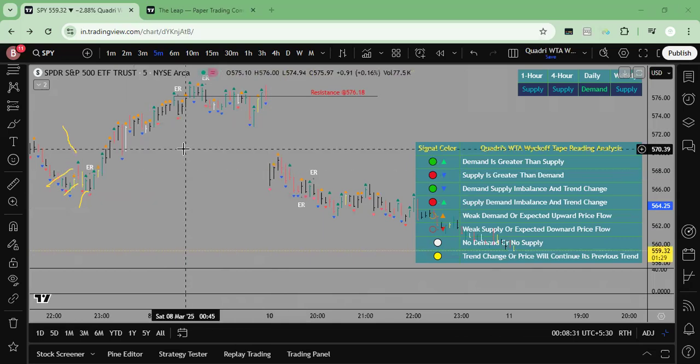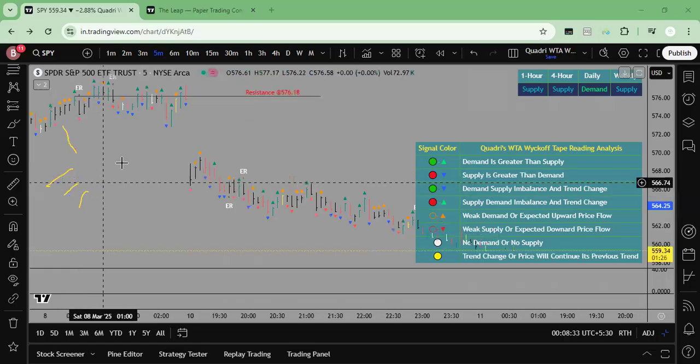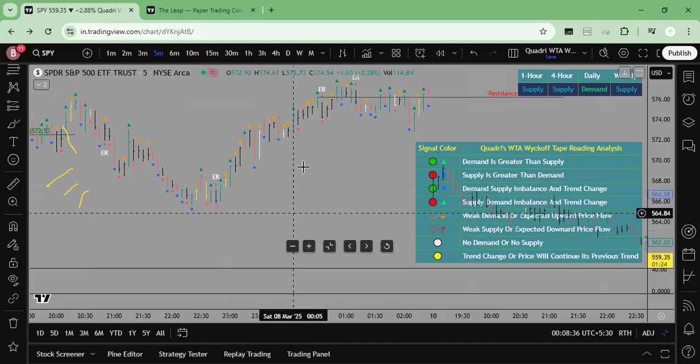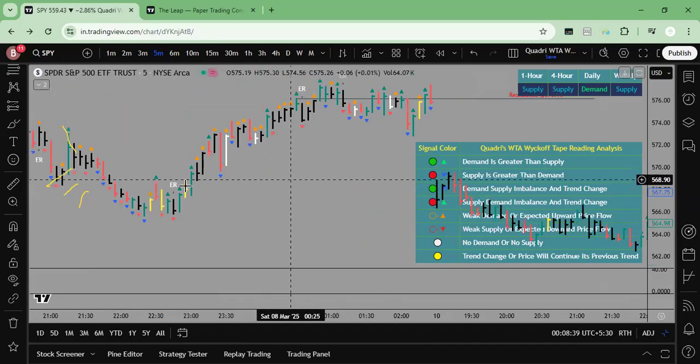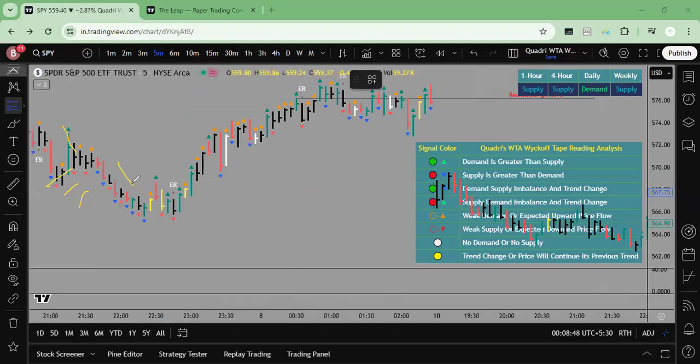So as we can see, once again, what has happened over here? We can see we were approaching downwards. Price is coming down. Let me change the color to pink. Blue would be good. So we are approaching downwards. Supply is greater than demand, which you can see as a red candle with a blue triangle. That means the supply is greater than demand and we are approaching downwards. As we are approaching downwards, you can see demand supply imbalance.